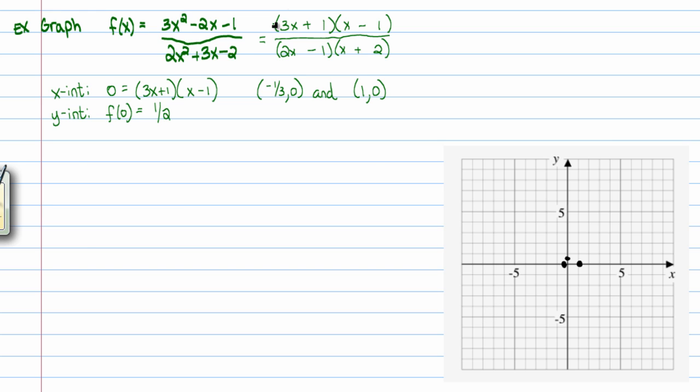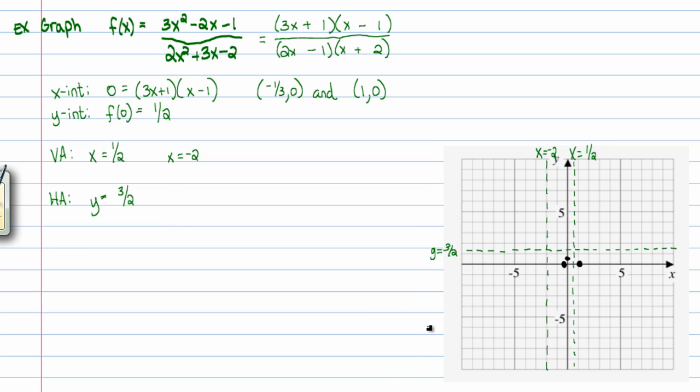So let's go ahead and find out what the vertical asymptotes are. We'd be dividing by 0 if x were equal to 1/2. And we'd be dividing by 0 if x were equal to a negative 2. So I'll go ahead and mark those on here. I definitely should have made a larger graph, but oh well. For the horizontal asymptote, let's see. The degree of the numerator is the same as the degree of the denominator. So the horizontal asymptote will be at y equals the ratio of the lead coefficients, or 3/2. So I'll go ahead and draw that in there. And I've got to tell you, that's a lot of information on that graph right there.